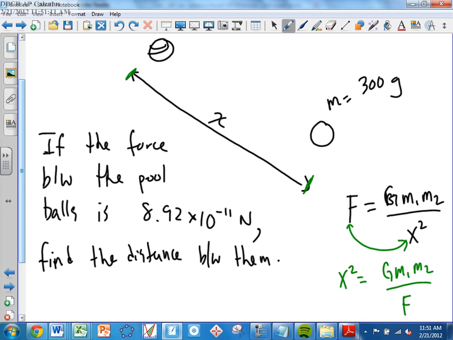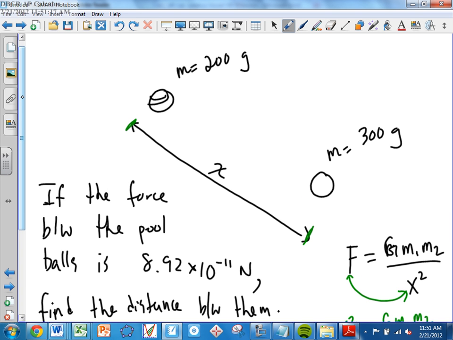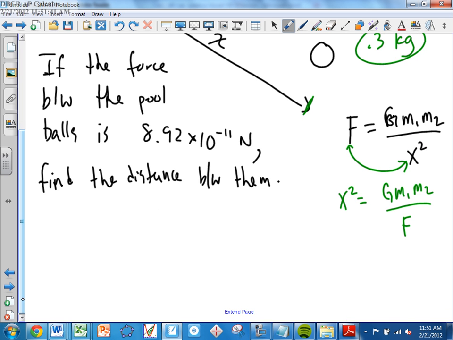Okay, continuing. Convert, please. What is this? Good. 0.2 kgs. And this is really 0.3 kgs. How do I know that? I move the decimal 3 spots because I want to go from gram to kilo, so I move it 1, 2, 3 spots. I get 0.3. Again, 1, 2, 3 spots, 0.2. Continuing down, we get x equals the square root of this whole thing. Again, the square root of G, M1, M2 over F.